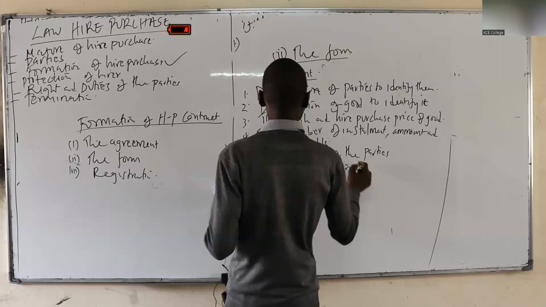Number B, fitness for the purpose. You say it is implied that goods let under a hire purchase contract will reasonably fit the purpose of the buyer.